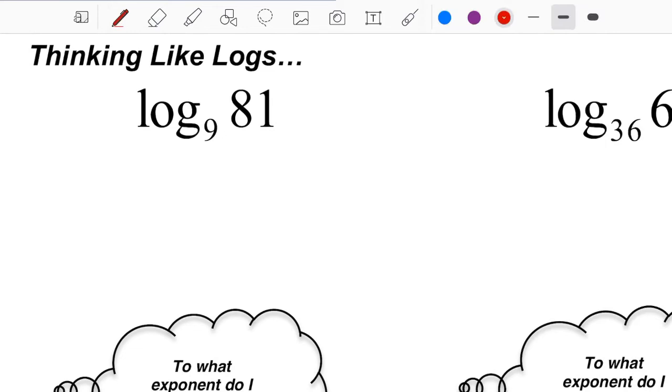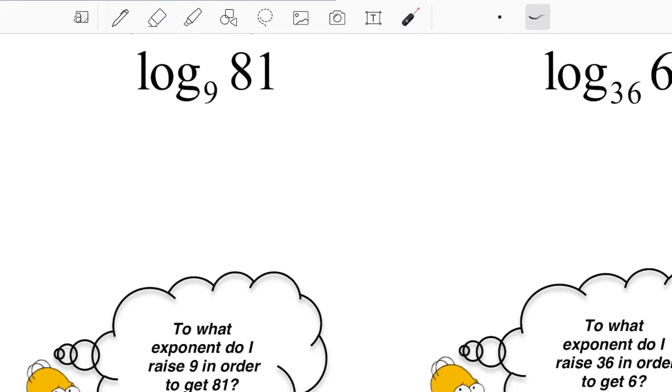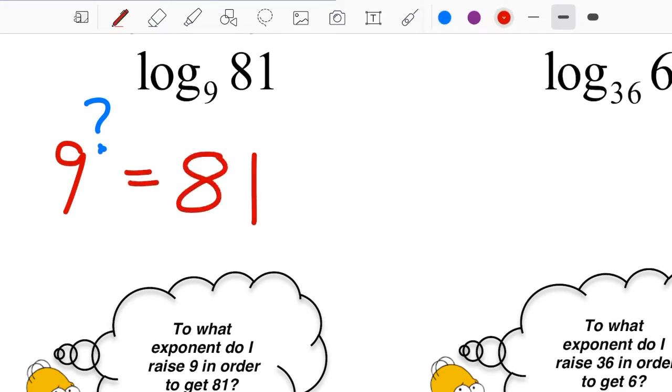And so if I have the log base 9 of 81, that would be like thinking 9 to what power is going to get you 81. It's like thinking, to what exponent do I raise the number 9 to get 81? Well, of course, it would have to be an exponent of 2. So that means that this log is equal to 2.